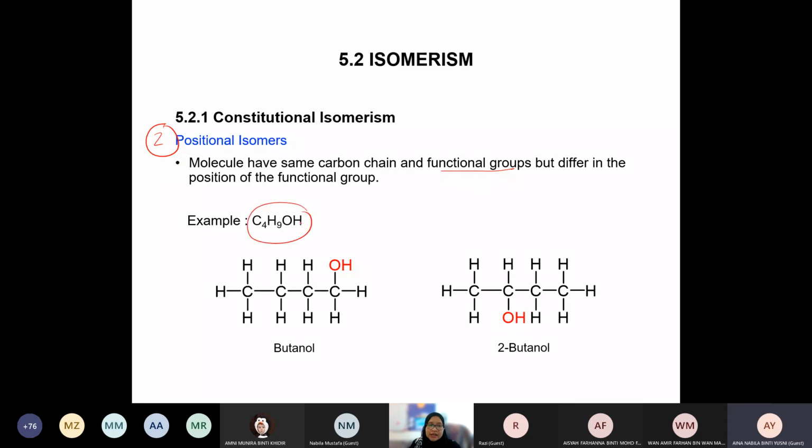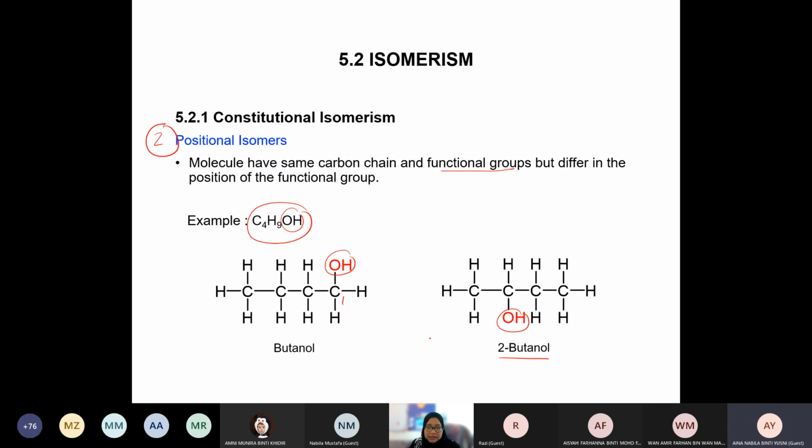Okay, all right. So this is a chemical formula. So it is obvious that we have a hydroxyl group in the molecule. Okay, so for the first structural formula, we have the OH hydroxyl group at carbon number 1. Okay, and then alternative to this, we have OH at carbon number 2, and then it is called 2-butanol. So this is what we call positional isomers.